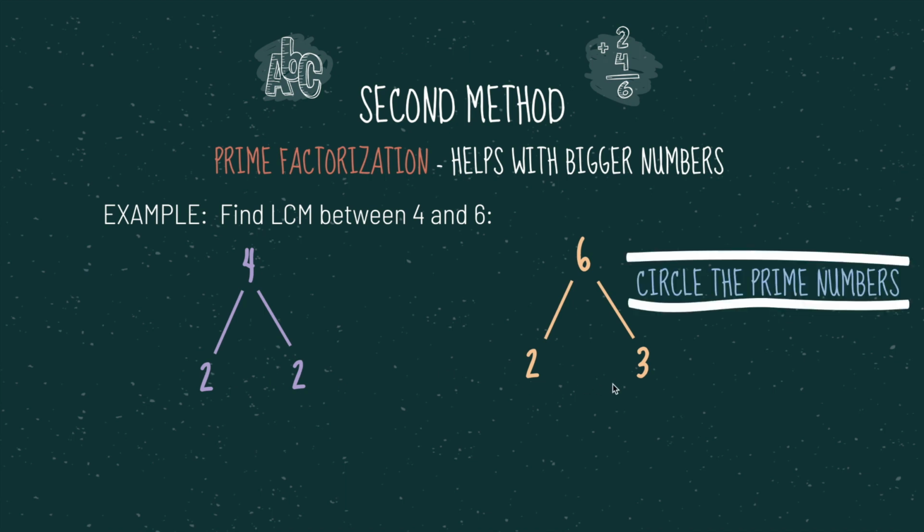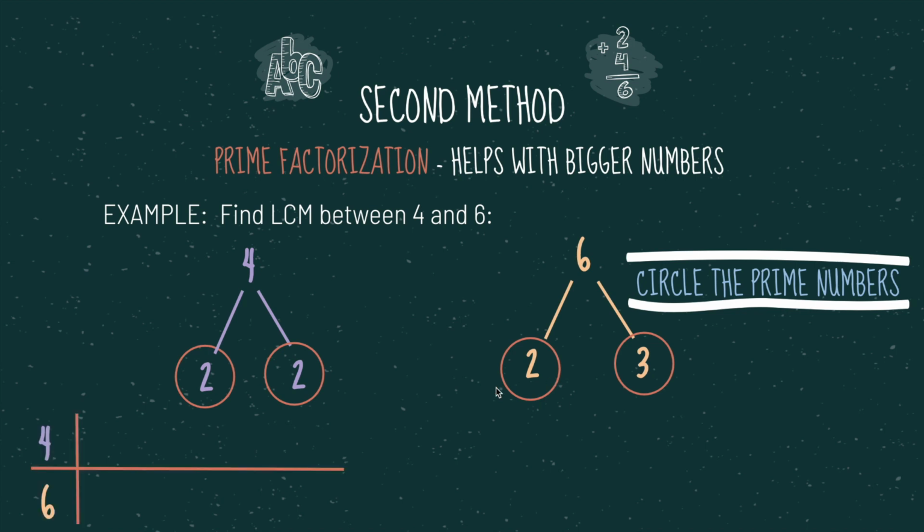Now we're going to circle the prime numbers, circle all of these numbers at the end here, and make a T-chart. Here's our T-chart, and we're going to line up the similar numbers for each factor. For 4 we can put 2 and 2, and for 6 we can put 2 and 3. Make sure to line up the similar numbers. Since 6 had a 2 in common with 4, we're going to line up one of the 2's with the other 2, and put 3 on the outside, because 3 is not common with any of the other numbers.